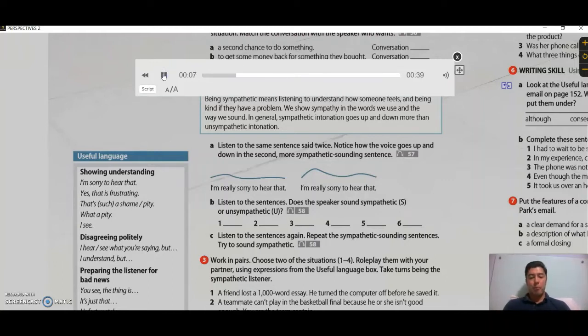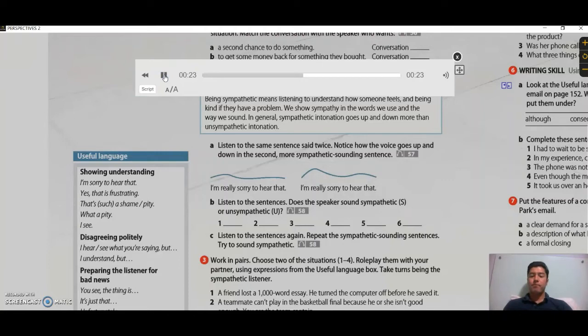Number 2. "That is frustrating." What do you think, guys? Is it S or U? Let's repeat it. "That is frustrating." From my point of view, it is sympathetic. Number 3. "Unfortunately, we don't normally accept returns if the box has been opened." Number 3 is sympathetic as well, because the intonation changes.